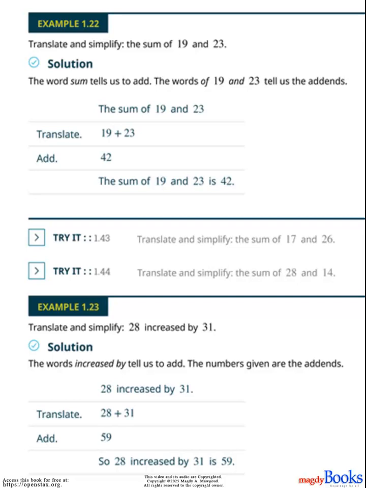Example 1.23. Translate and simplify. 28 increased by 31. Solution. The words increased by tell us to add. The numbers given are the addends. 28 increased by 31. 1. Translate. 28 plus 31. 2. Add. 59. 3. So 28 increased by 31 is 59.